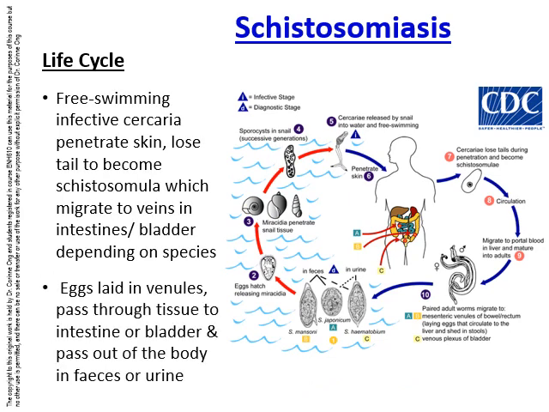When these free-swimming infective cercariae penetrate skin, they lose their tail to become schistosomula, which migrate to the veins in the intestines or bladder depending on their species. They mature into adult worms, and the females lay their eggs in the venules, which pass through tissue to the intestines or bladder, and then pass out of the body either in feces or urine.